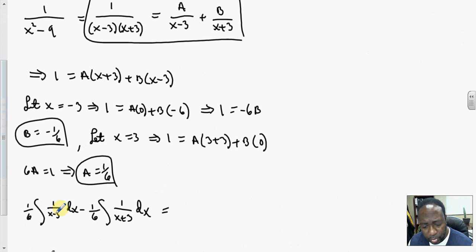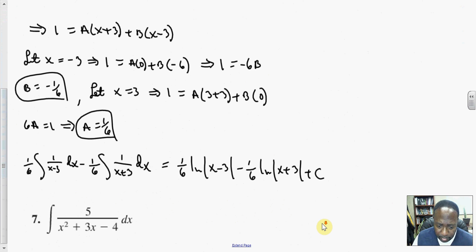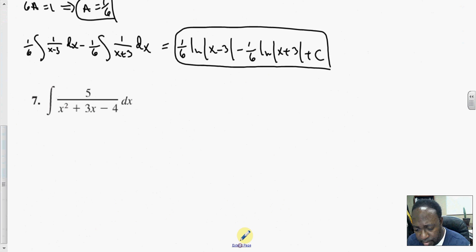We get just natural log, so this is 1 over 6 times the natural log of the absolute value of x minus 3, minus 1 over 6 times the natural log of the absolute value of x plus 3, and then plus C. Now you can leave the answer as that, or you can combine those two natural logs. It doesn't matter to me, so we'll just leave it as that.